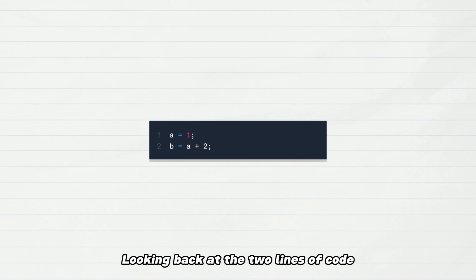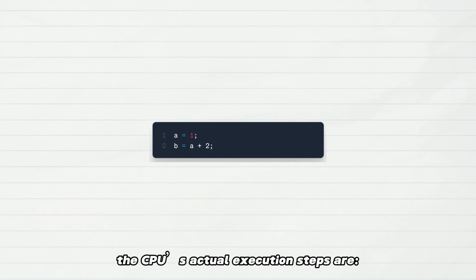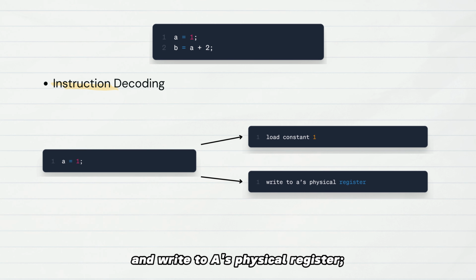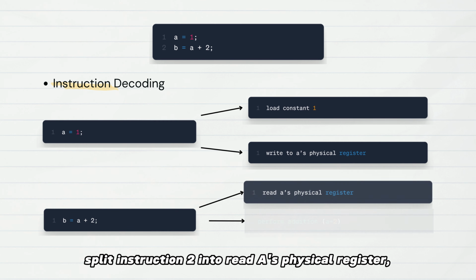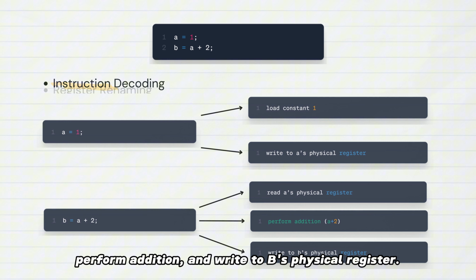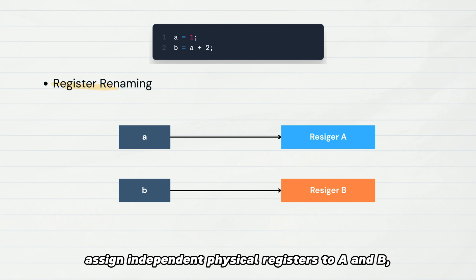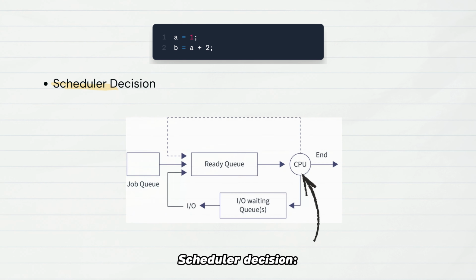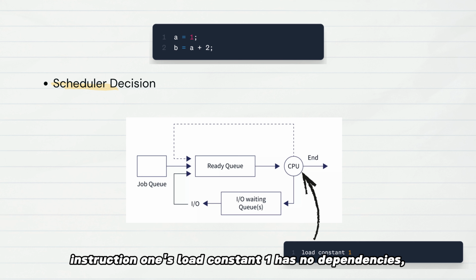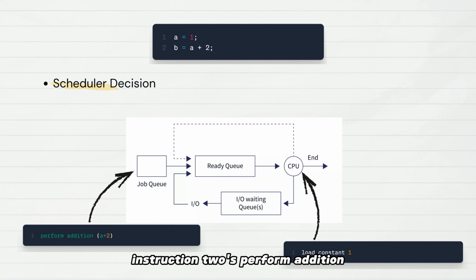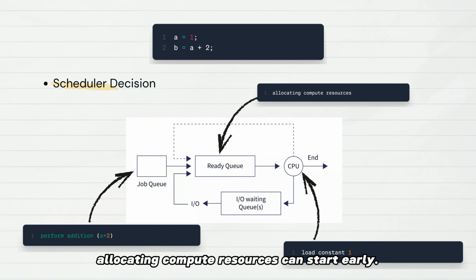Looking back at the 2 lines of code from the beginning, the CPU's actual execution steps are: instruction decoding, split instruction 1 into load constant 1 and write to A's physical register. Split instruction 2 into read A's physical register, perform addition, and write to B's physical register. Register renaming, assign independent physical registers to A and B, avoiding conflicts with other instructions. Scheduler decision, instruction 1's load constant 1 has no dependencies, so it's scheduled immediately to an execution unit. Instruction 2's perform addition must wait for A's value, but preparatory steps like allocating compute resources can start early.